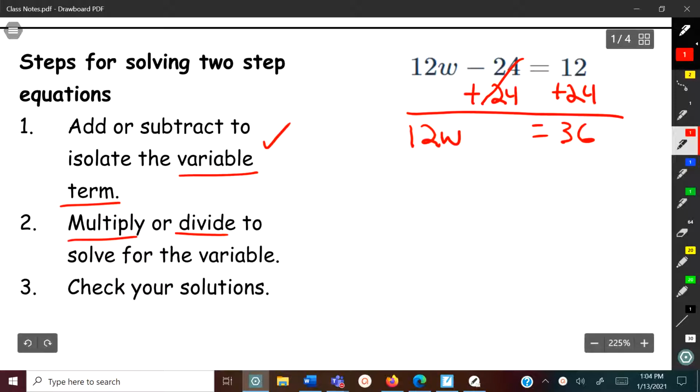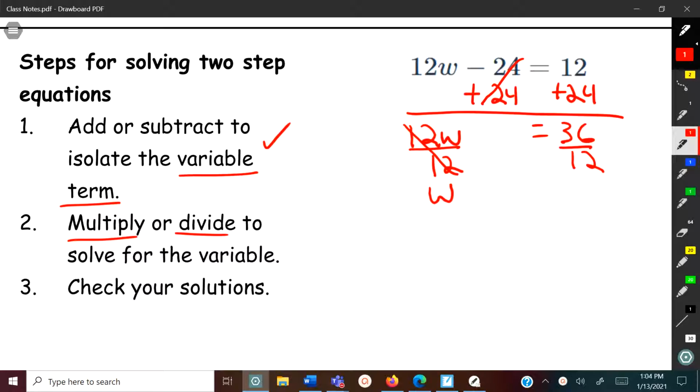Alright, next we're going to multiply or divide to solve for the variable. Nine times out of 10 it's going to be just divide, because usually you have this 12w, unless it's a fraction, then that's where you would multiply. But here we're just going to divide the 12 on both sides. Let that cancel out, and then you'll get w here. So 36 divided by 12 is 3. So that checks the second step.